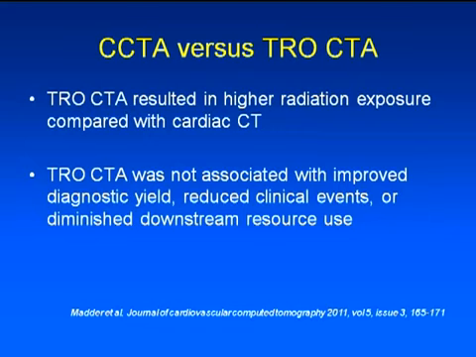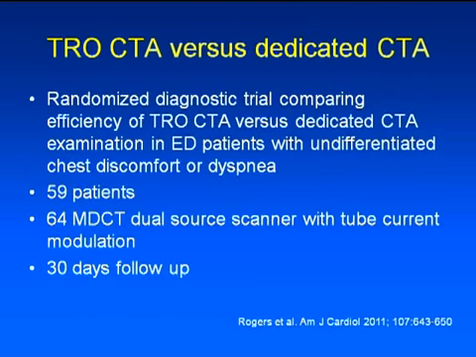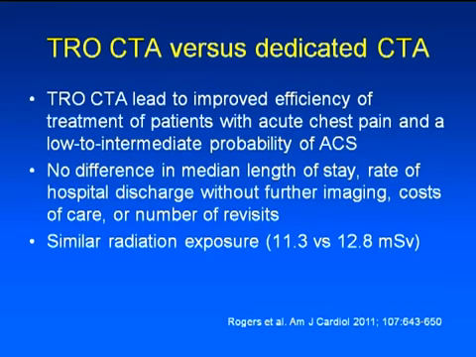Another paper published by Rogers, also in 2011, was a randomized diagnostic trial comparing the efficiency of triple rule-out versus each dedicated CTA: coronary, PE CT, and aortic dissection. They had 59 patients, used a dual source 64 detector, and they followed these patients for 30 days. They found that triple rule-out led to improved efficiency of treatment of patients with acute chest pain and low to intermediate probability of having acute coronary syndrome.